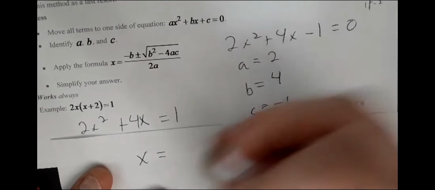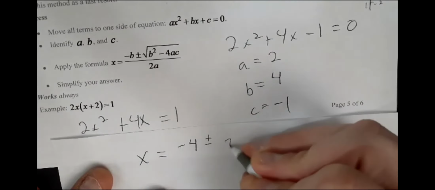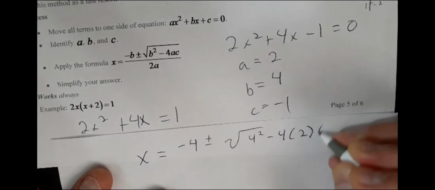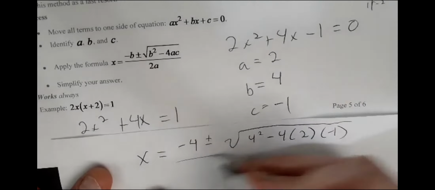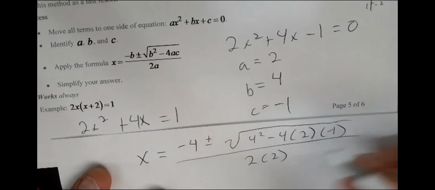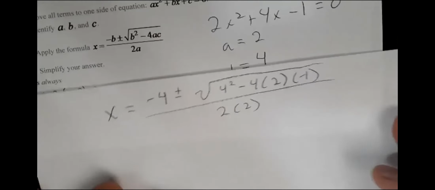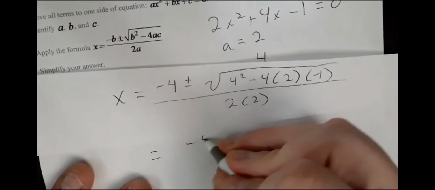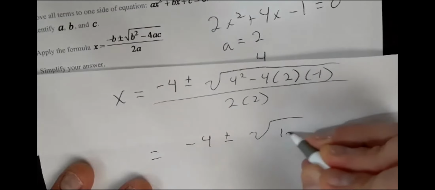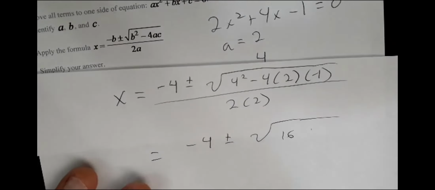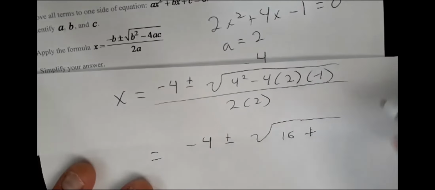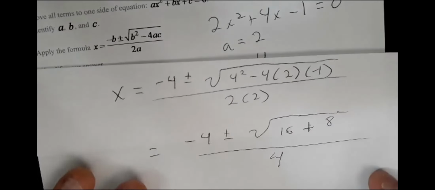X equals negative B, which is minus 4, plus or minus the square root of B squared, which is 4 squared, minus 4 times A, which is 2, times C, which is minus 1. And this is all over 2 times A, which is 2 times 2. This is equal to minus 4 plus or minus the square root of 16. Here I have 2 negatives, which overall is going to make this positive. 4 times 2 is going to give me 8, over 4.